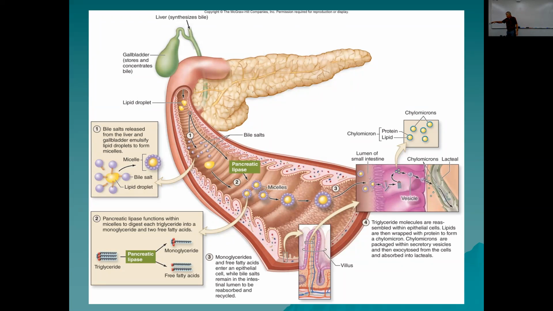And here's, again, right out of the book, this figure talks about the bile salts released from the liver that emulsify lipid droplets to form micelles. Pancreatic lipase functions within the micelles to break triglycerides into monoglycerides and free fatty acids. These micelles are brought into enterocytes. The triglycerides are reconstituted, put into chylomicrons, and exocytosed into interstitial fluid, into the lymphatic capillary.